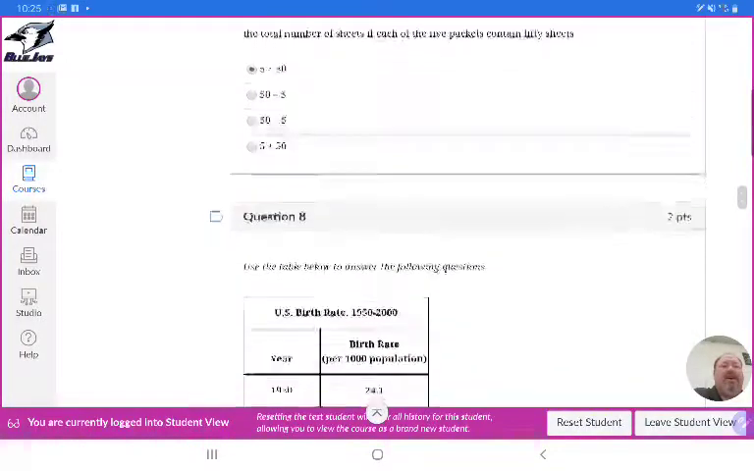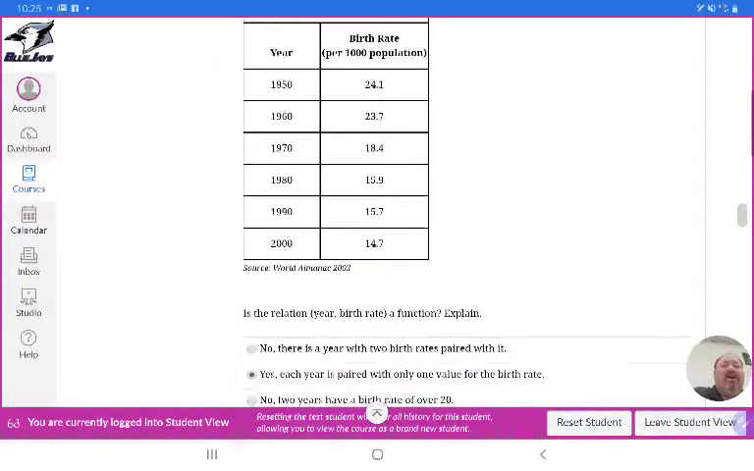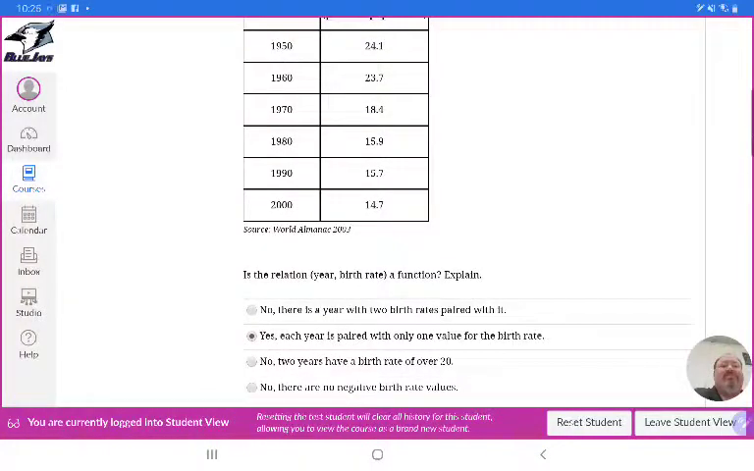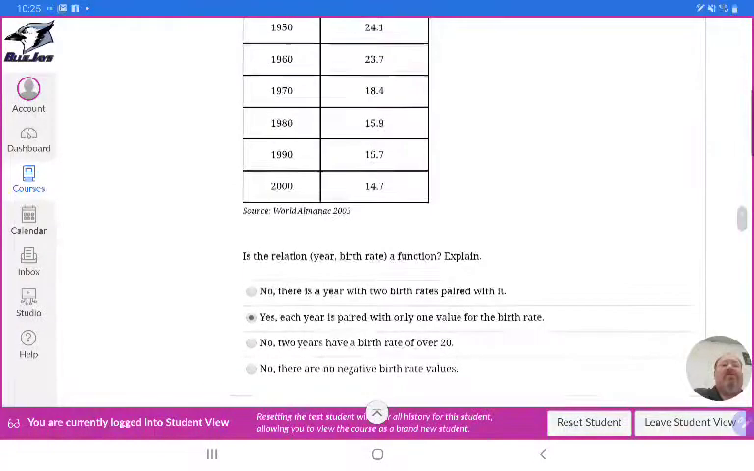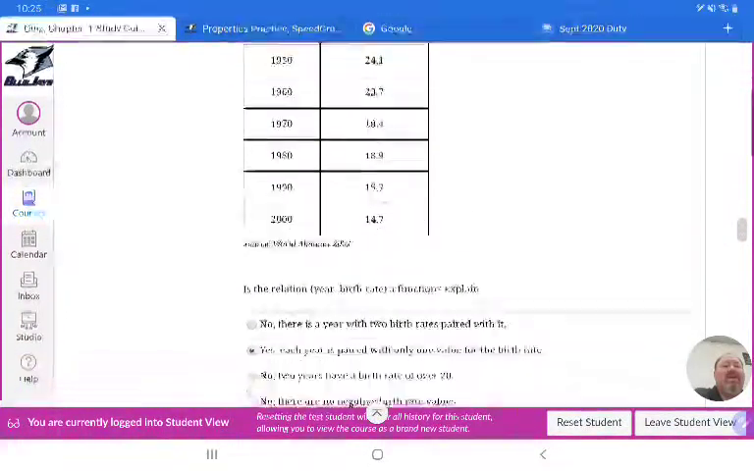Very good. Number 8. You are to use the table below to answer the following questions. Is the relationship years to birth rate a function? What do you think? And explain. No, 2 years have birth rates over 20. You think it's the third one? No, 2 years have birth rates over 20.